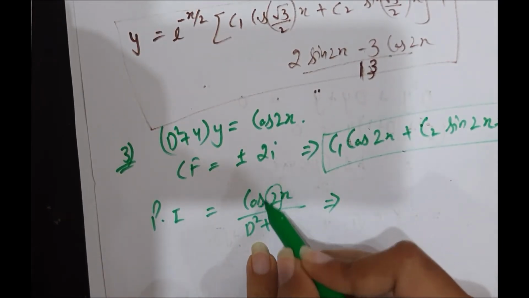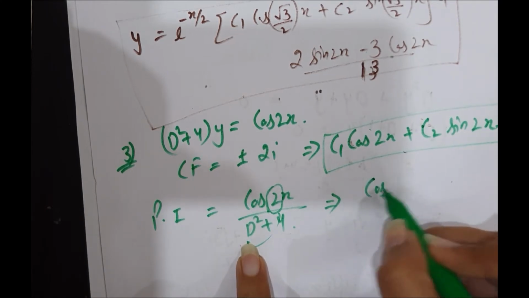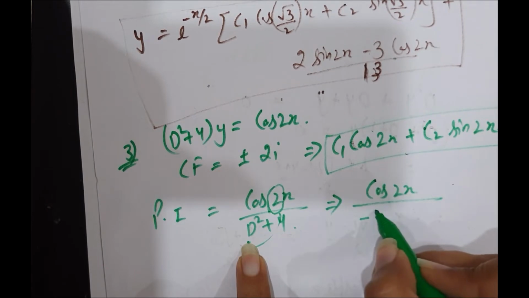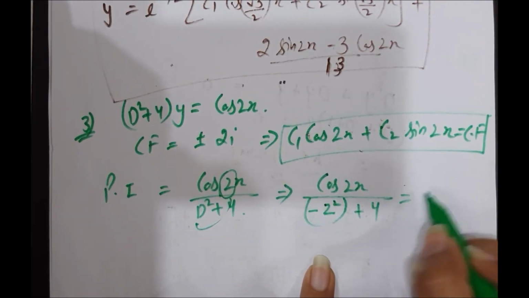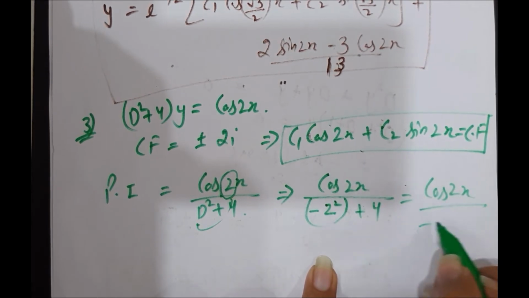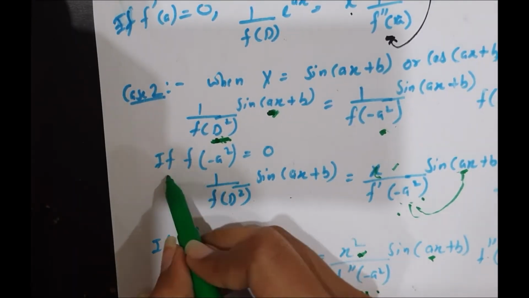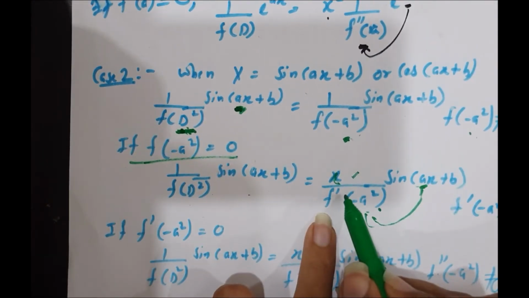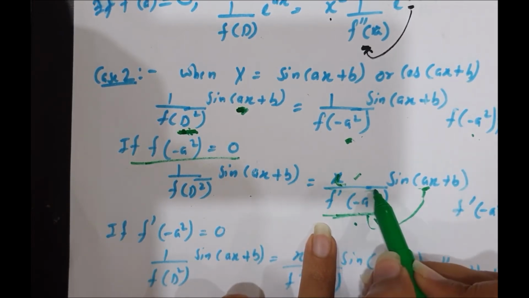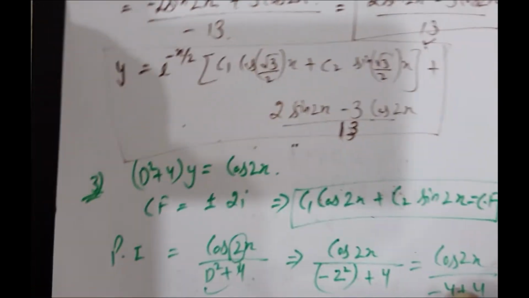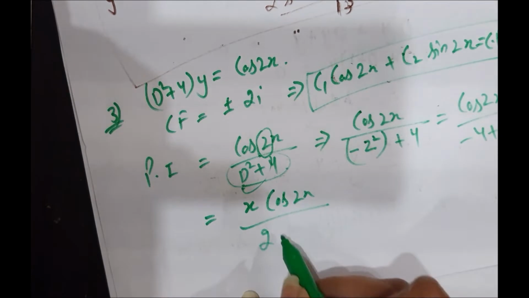We have to put this a value here, that is minus a square, cos 2x upon minus 2 square plus 4. So you can see it comes out to be 0. Here, if the function comes out to be 0, then we have to differentiate that function and also put x in place of the numerator, as we did in this example. Let's do it. Cos 2x, differentiate this function, it would be 2D.